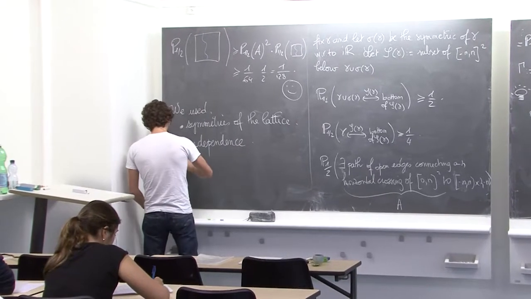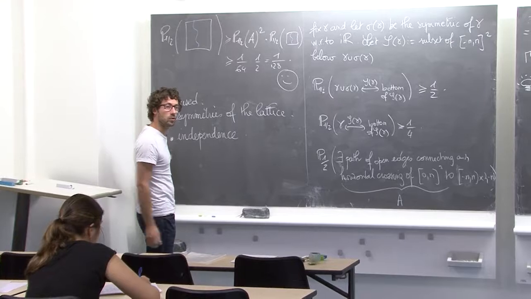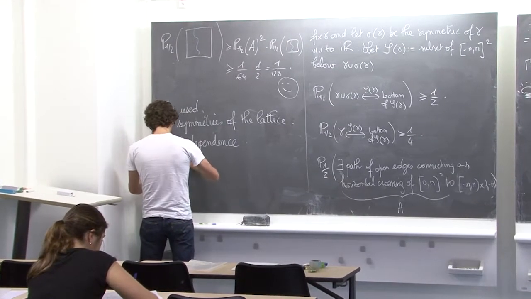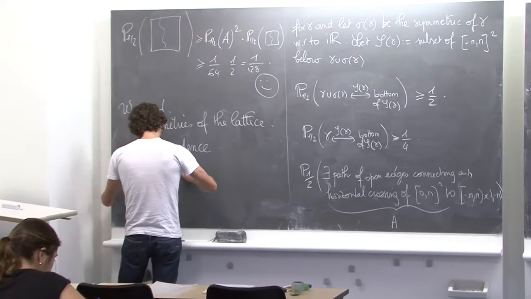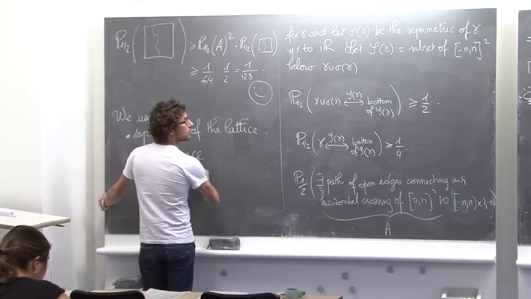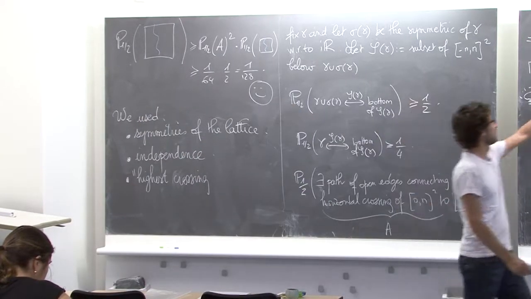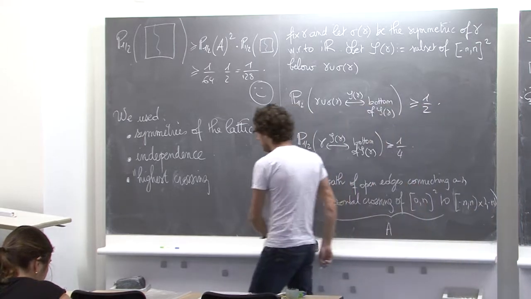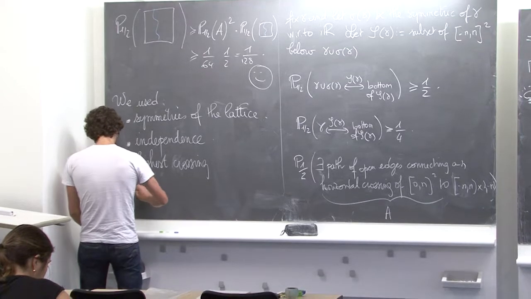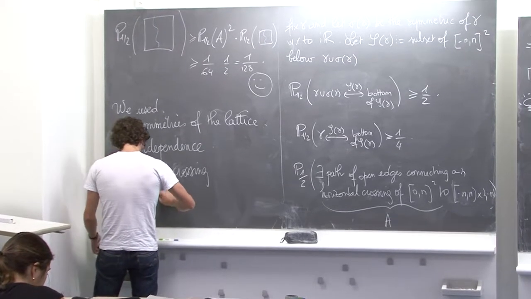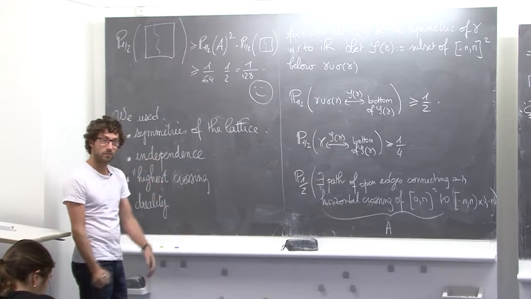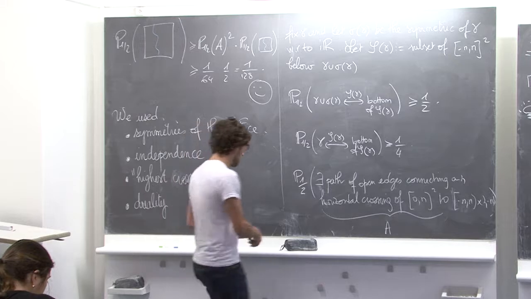I'm going to actually also say we use the highest most crossing. So we use also a notion of highest most, highest crossing. And the last thing that we use in this proof was duality. We used it before to say that we had 1/2 for the square.